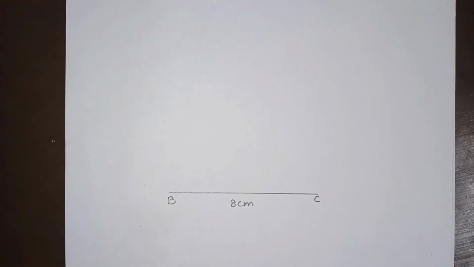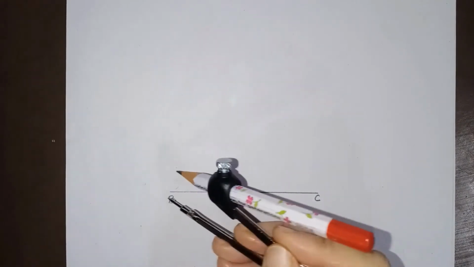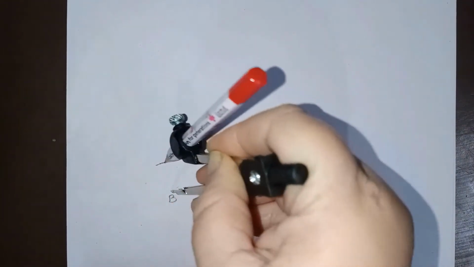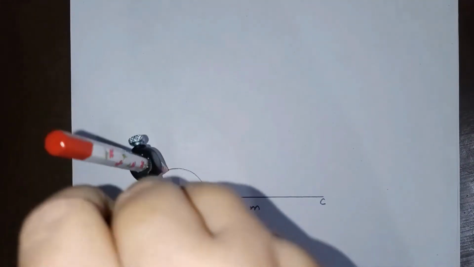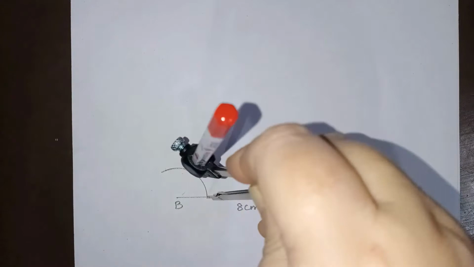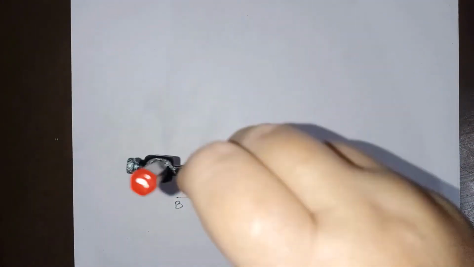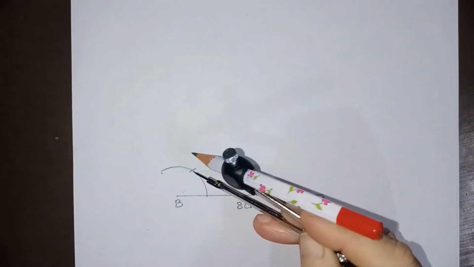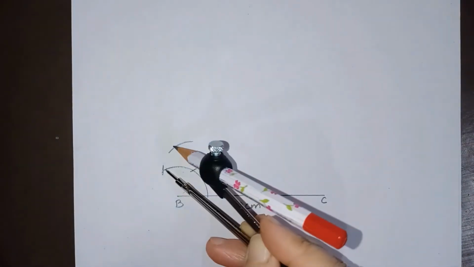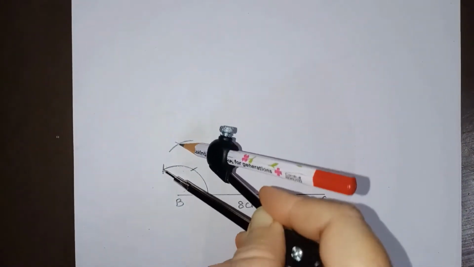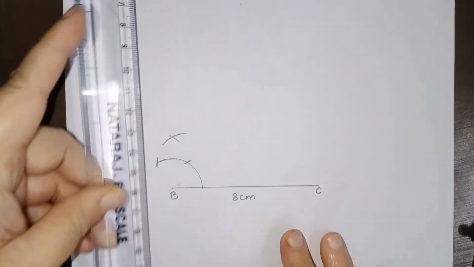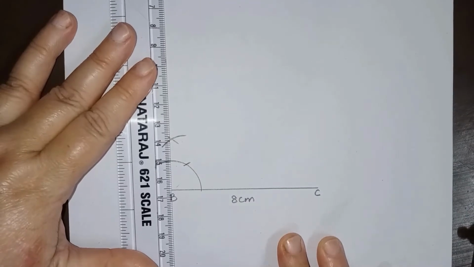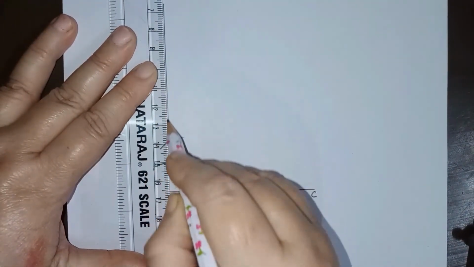So to draw angle of 45 degree, we have to draw angle of 90 degree first. So this is 60, this is 120. Between 60 and 120 we have 90 degree. So we will join them. This will be angle of 90 degree.